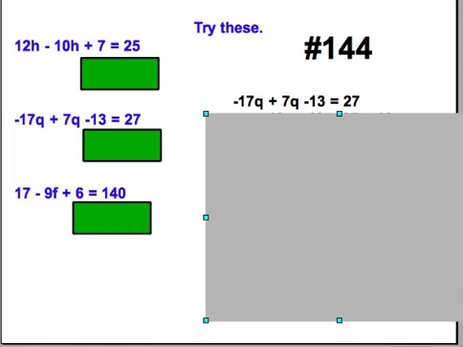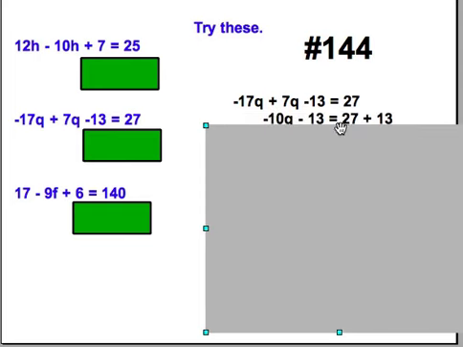Still on slide 144, I'm going to demonstrate the second equation. On the lines to the right of slide 144, please recopy the equation: negative 17q plus 7q minus 13 equals 27. There's nothing to distribute here, so the first step is to combine my like terms. I have two q terms and one constant.